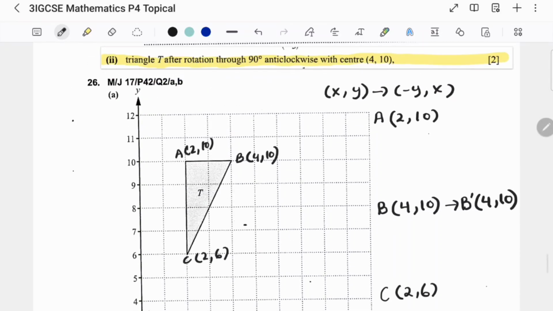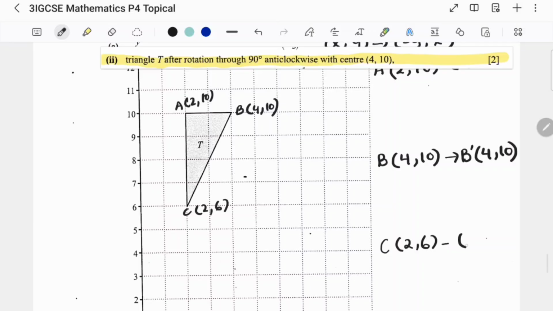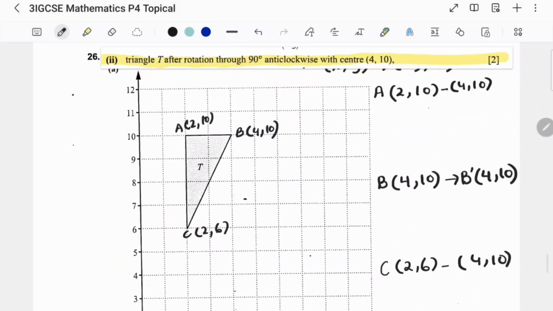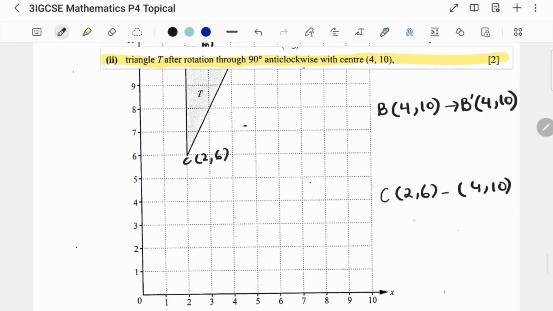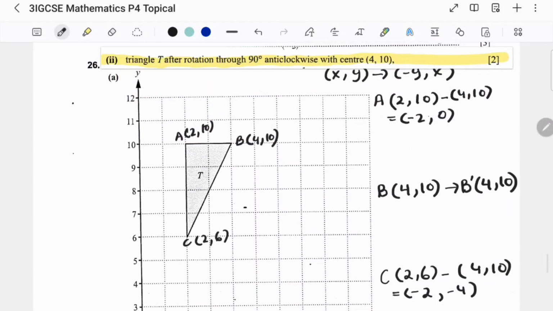Okay, now what are we going to do? We subtract the center, which is (4, 10). Now after subtraction you will be doing 2 minus 4 is minus 2 and 10 minus 10 will become 0. And now we are not doing B, so C will become 2 minus 4, which is minus 2, and then your 6 minus 10 will become minus 4. Be careful in writing down the positive or negative sign.